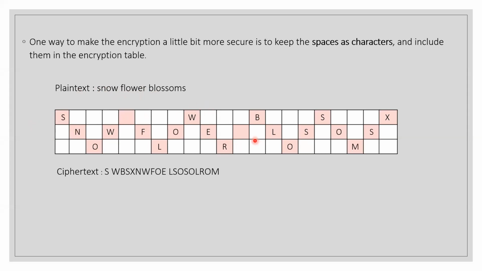So flower, and then there is a space, then blossoms, and then there is a placeholder to just complete the grid. And again, the ciphertext we'll read row wise. So S, then there is a space here, then W, B, S, X, and so on, E, and after E there is a space here, and so on. So this is the ciphertext when we want to include the spaces as characters in the encryption table.